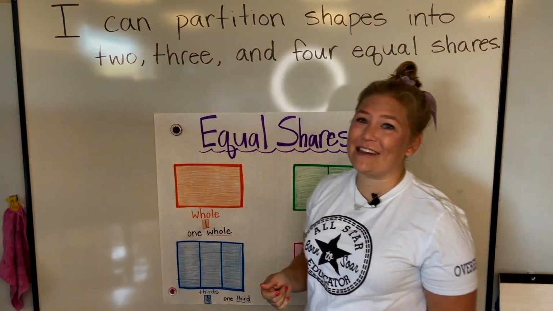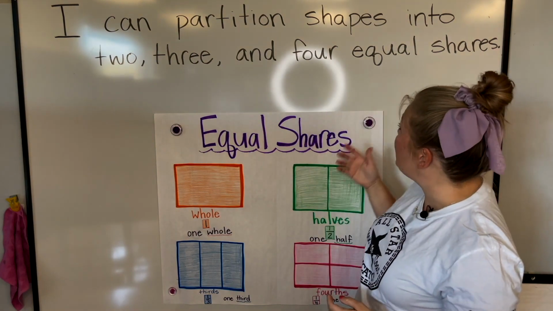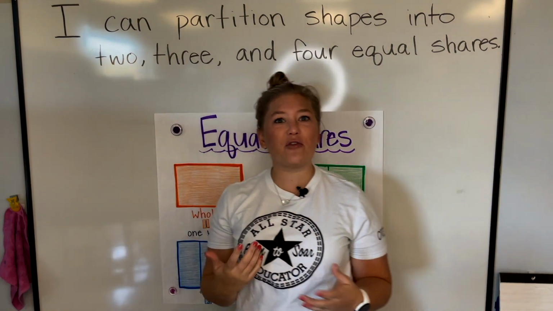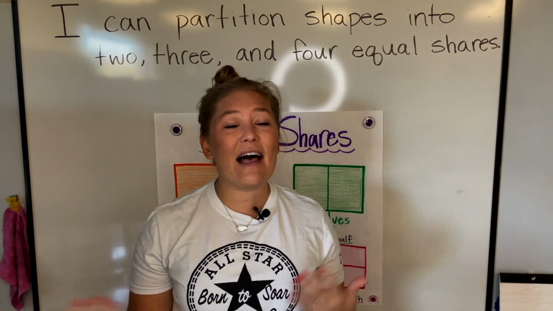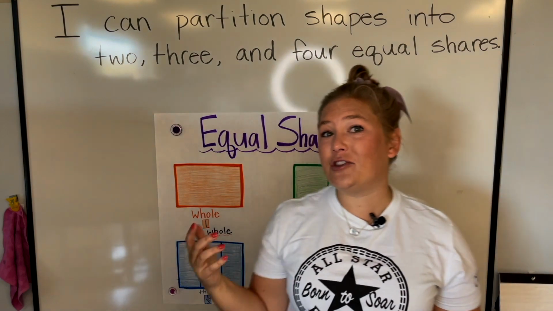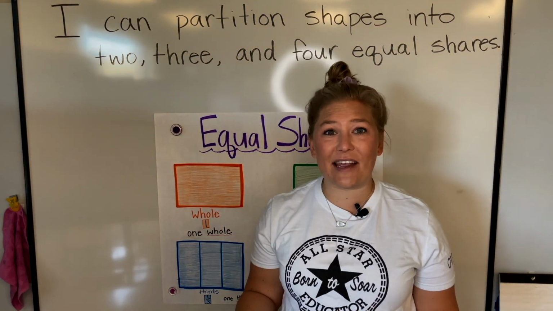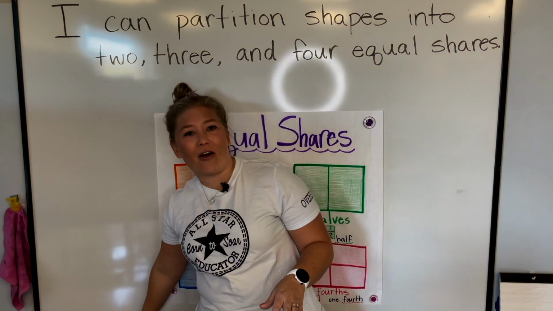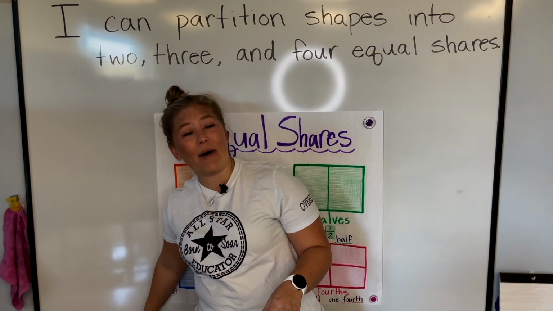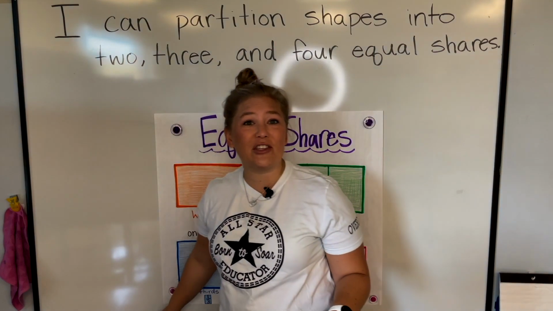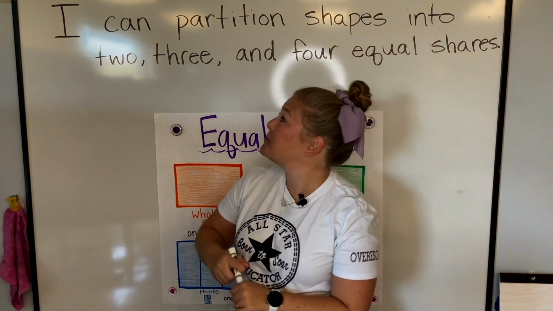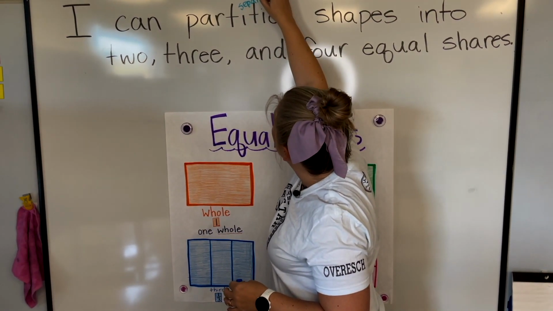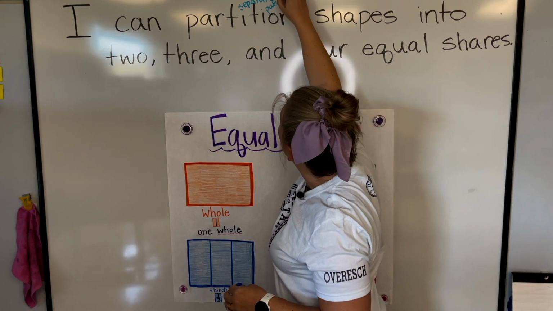We have our I can statement today. It says I can partition shapes into 2, 3, and 4 equal shares. Well, that sounds really similar to what we did last week. Last week, we were partitioning 2, 3, and 4 equal shares just in rectangles. But this week, we're going to do a bunch of different shapes. So if we look at our I can statement, we can be reminded about that word partition. Partition is when we break something up into groups or separate it, okay? So I'm going to write the word separate or put in groups.